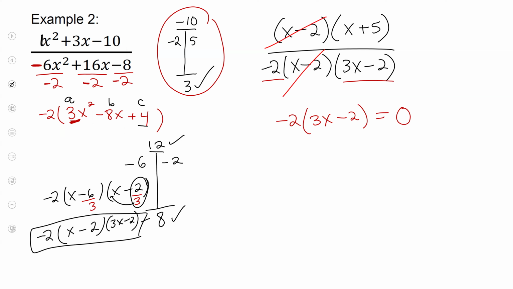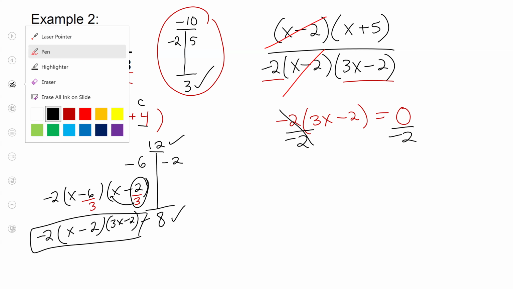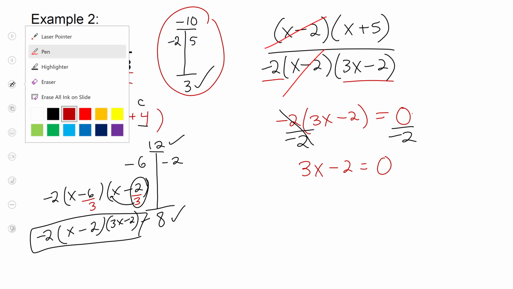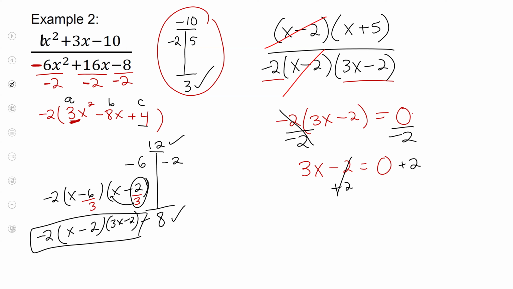Okay, now we're going to solve. I just set the denominator equal to 0. I'm going to divide both sides by negative 2. So I'll have 3x minus 2 equals 0. 0 divided by anything is just 0. Now what do I do to continue solving? Thank you, good. So I have 3x equals 2. What's my final step? Thank you. Divide by 3. This is my answer.